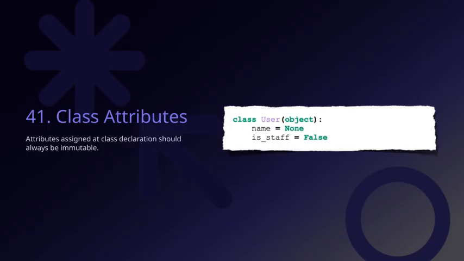This approach ties into our overall theme of writing clean, maintainable code. Ensuring that certain core attributes stay constant helps us avoid unintended side effects. So, always think carefully about which attributes should be immutable and set them at the class level accordingly.